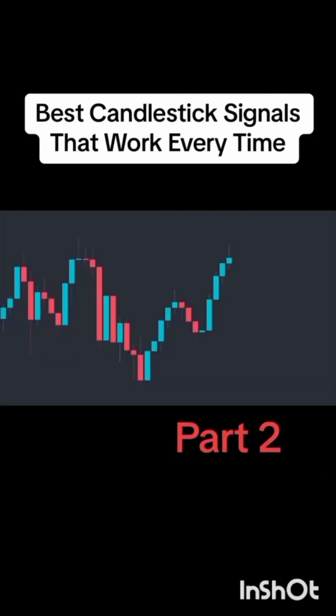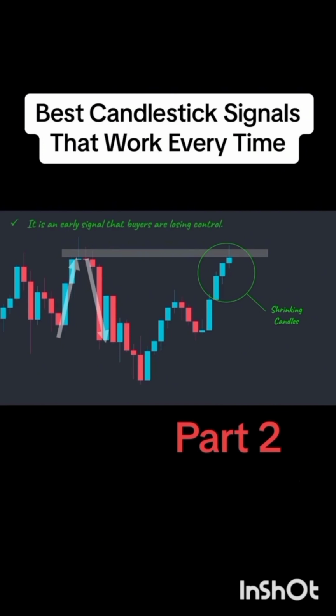Here on the chart, the price came up, hit, and reversed, giving us a key level of resistance. Notice how the candle's body gets smaller as the price approaches this level. The psychology behind the shrinking candles is that it shows the loss of momentum from the buyers, which results in a smaller distance pushed by the price. It is an early signal that buyers are losing control, and prices might reverse from the area.